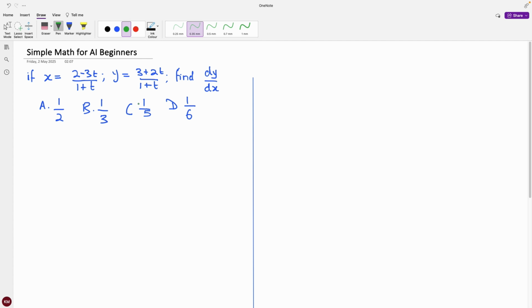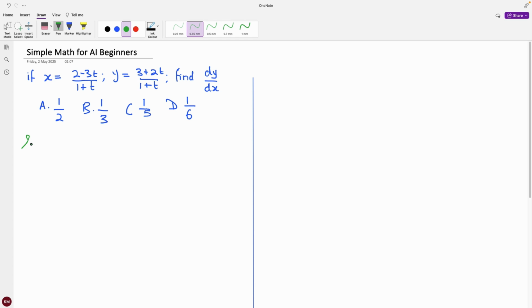So the problem we are going to solve today is: if x is equal to (2 minus 3t) over (1 plus t), and y equals (3 plus 2t) over (1 plus t), find dy/dx. So let's solve this problem. We have a number of options: a) 1 over 2, b) 1 over 3, c) 1 over 5, d) 1 over 6. There is also 1 over 4, I think that was omitted.